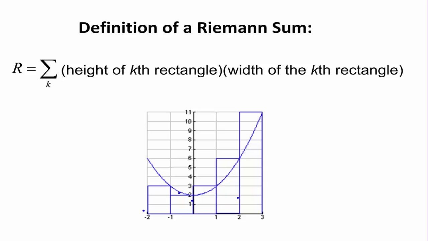What are we trying to do with Riemann sums? We're estimating with rectangles. We find the area of each rectangle, adding them all up. How do you find the area of a rectangle? Height times width. So there's the height, there's the width.